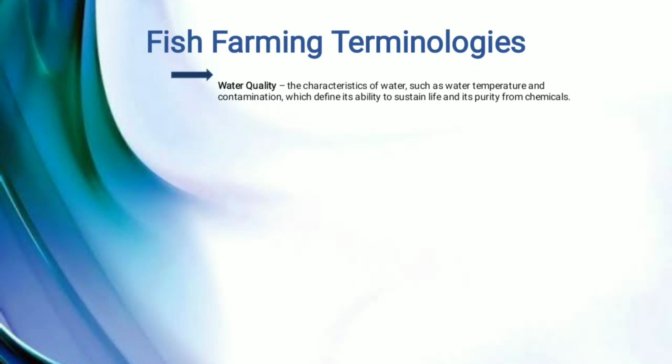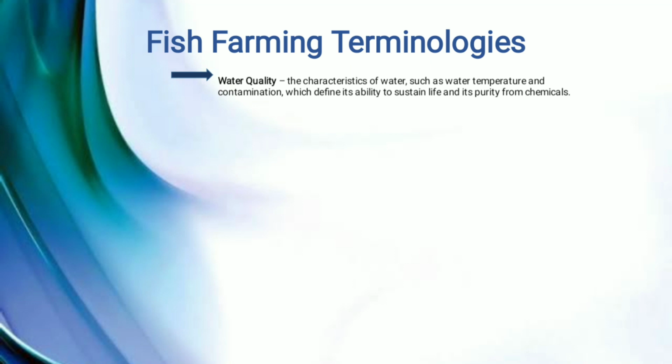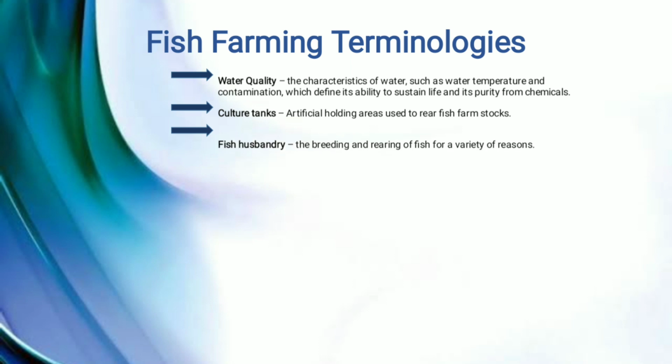And next are fish farming terminologies. These include water quality, the characteristics of water such as water temperature and contamination, like heavy metals or algae or bacteria, which define its stability to sustain life and its purity from chemicals. Next is culture tanks, artificial holding areas used to rear fish farm stocks. These are culture tanks in which you can culture fishes.